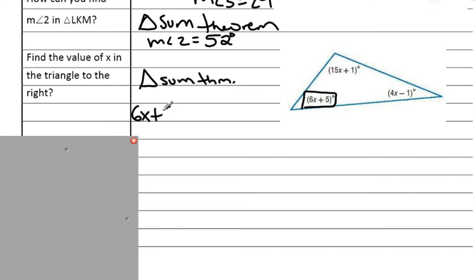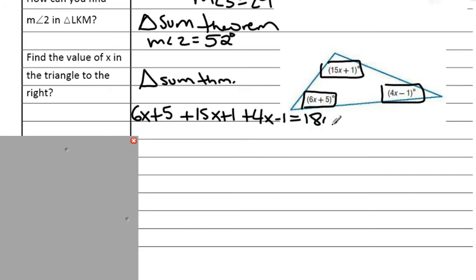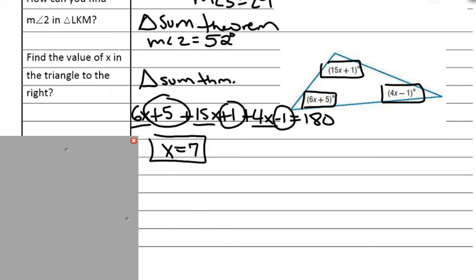So we would add 6x plus 5 to 15x plus 1 to 4x minus 1. And all together, they should equal 180 degrees. So I'd like for you to take a second, combine your like terms. I'll circle them for you and underline them and solve for x. Pause the video and see if you get what I get.